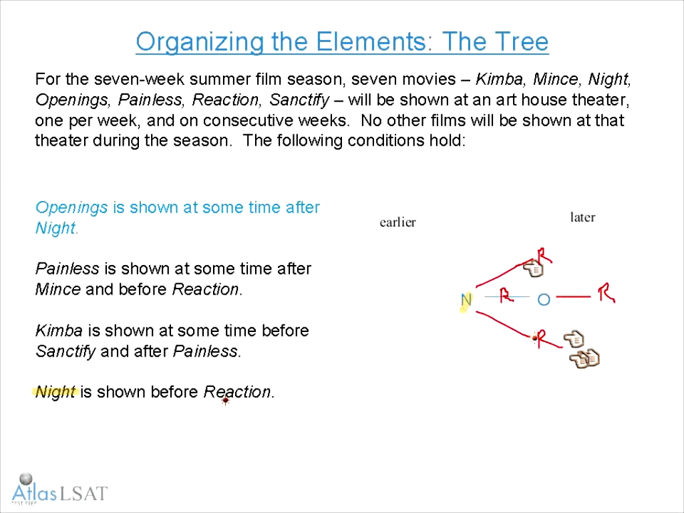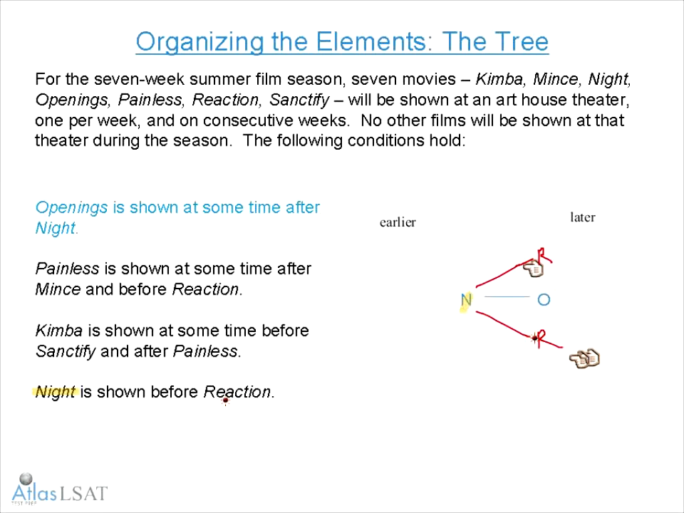We don't know that R comes before O or after O. Fantastic. Yeah, that's beautiful. This implies R before O. This rule doesn't give us that information. This R out here implies R after O. This rule doesn't give us that information. All we know from that rule is that R comes after N.